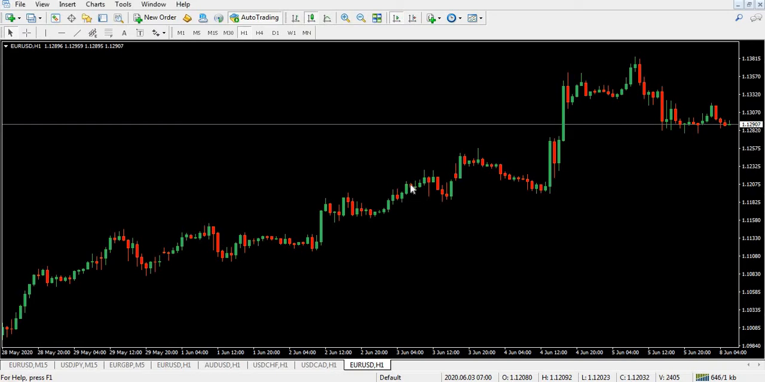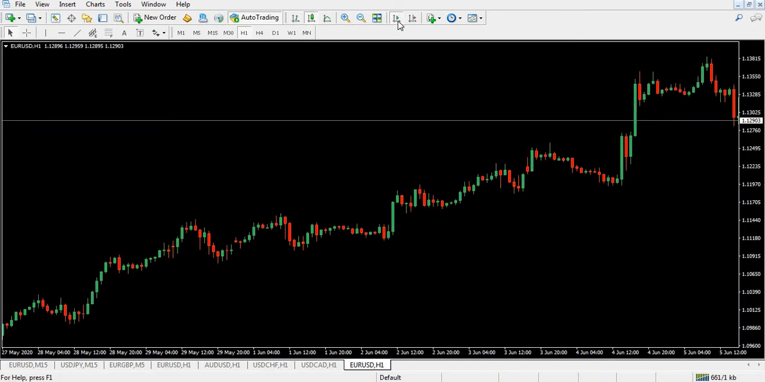Times that the market normally trends are during the London Open and also the New York Open. So it's good, and this strategy will be very effective if it is used within that time period.